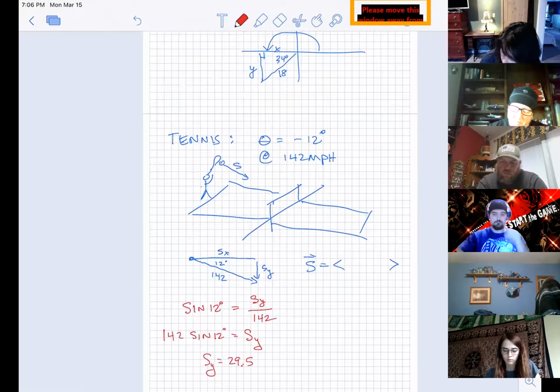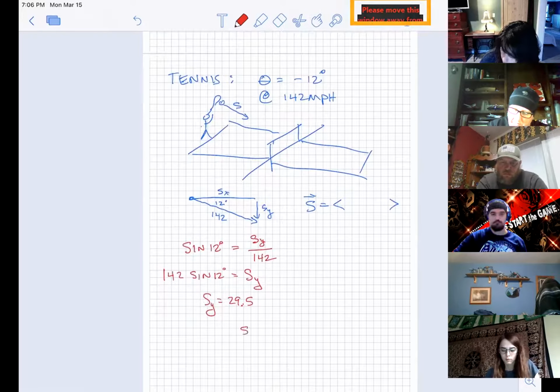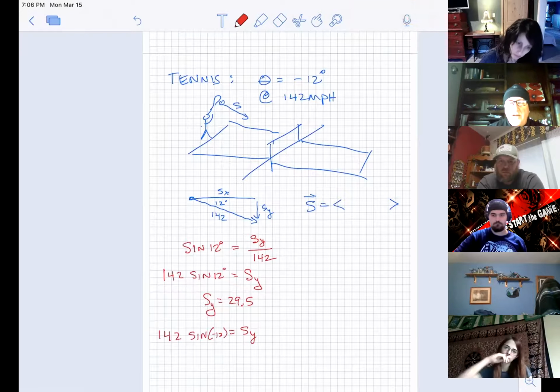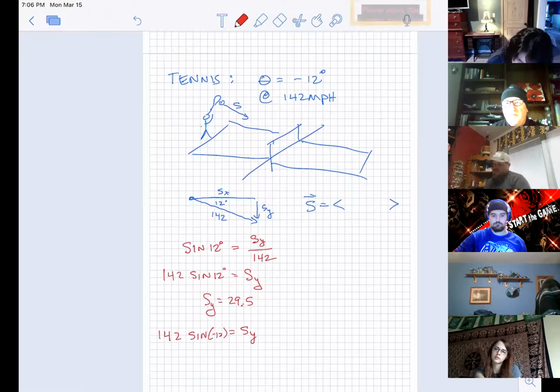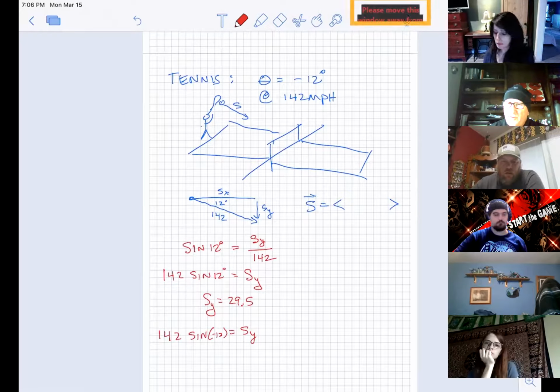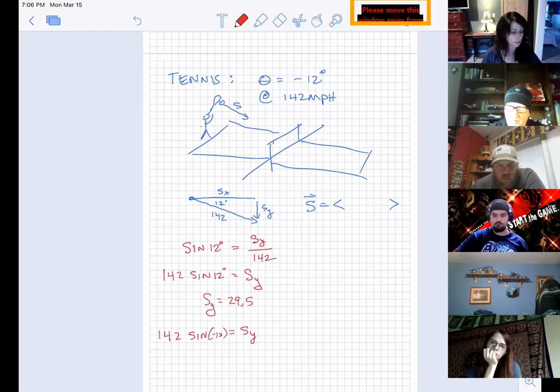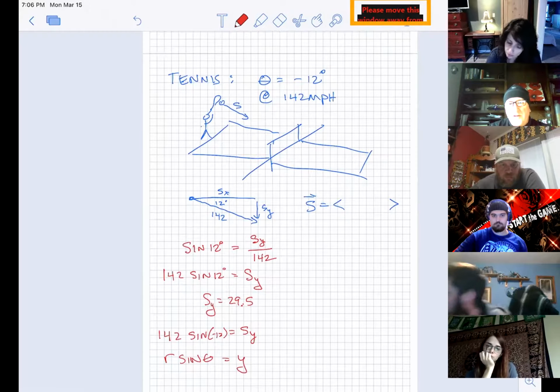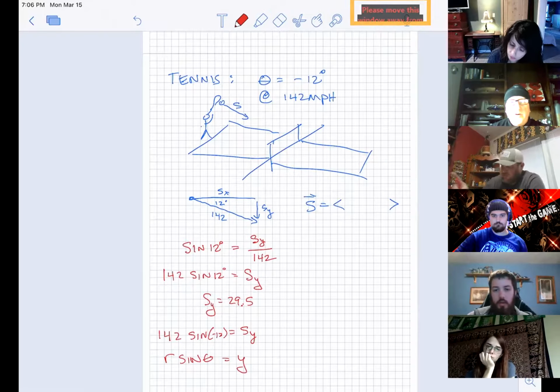The cool thing about the formula that says S of Y equals 142 times the sine of whatever the angle is, is that if you leave the negative in it, you'll automatically get the negative for free. Do you see what I'm saying? You would never call an angle negative 12 degrees in the picture. But if you just take 142 times the sine of negative 12, in other words, the y coordinate according to the formula sheet is r times the sine of whatever the angle is, leave the negative on the 12, then you get the negative sine for free. So the advantage of using that formula is you don't have to think and it just pops out.